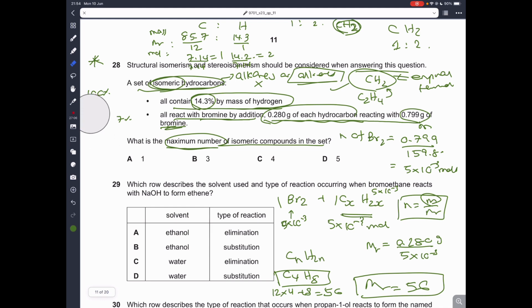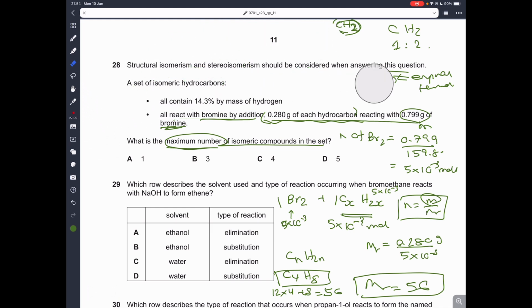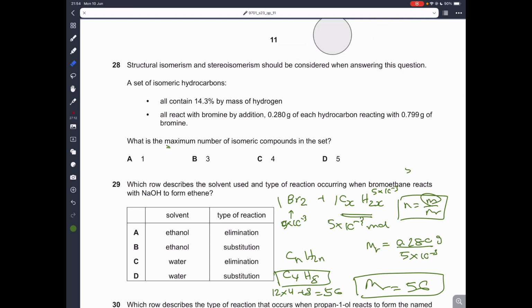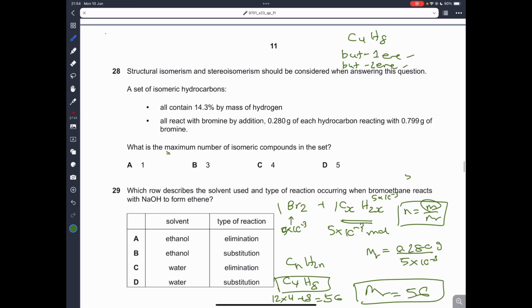We want to now find, okay, the question is asking for the maximum number of isomeric compounds. Now that we know this hydrocarbon is C4H8, we can then draw the isomers for it. So this is butene. It can be but-1-ene or it can be but-2-ene. But-1-ene has CH3, CH2, CH, CH2. This is our first structural isomer, but-1-ene.